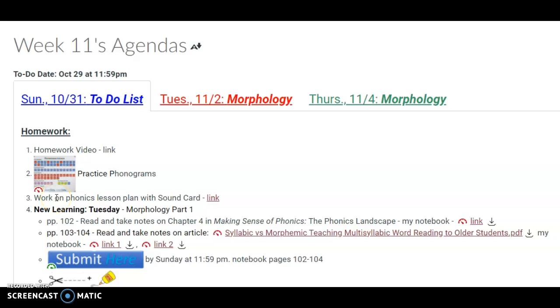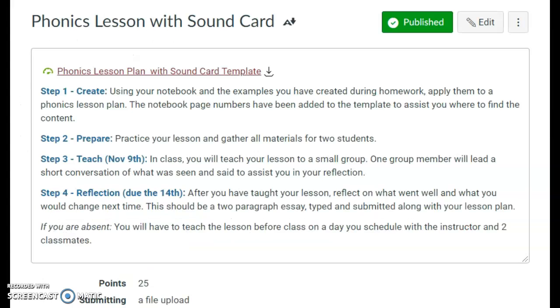You should have seen this last week, and also on here it says to start working on your phonics lesson plan with your sound card. Pause here and open the link. So here's the link. On the top, it's the lesson plan template. It matches the one that I taught in class, and the page number for that is page 83. And here are the steps.